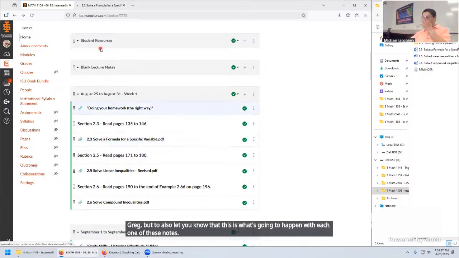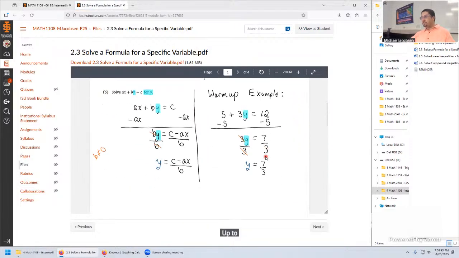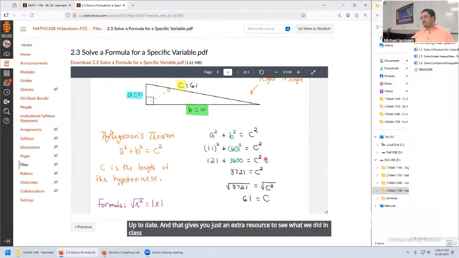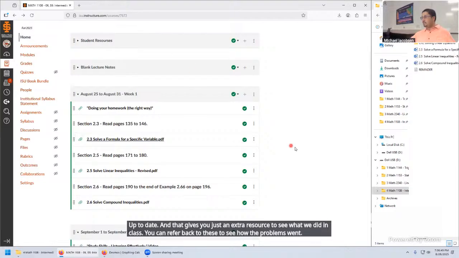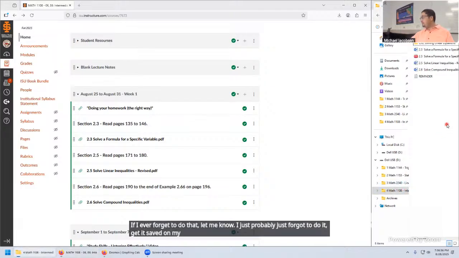So this set of notes right here now contains all the solutions that we've been working through up to date. And that gives you just an extra resource to see what we did in class. You can refer back to these to see how the problems went. And if I ever forget to do that, let me know. I probably just forgot to do it, get it saved on my thumb drive, and I'll be happy to get that posted.